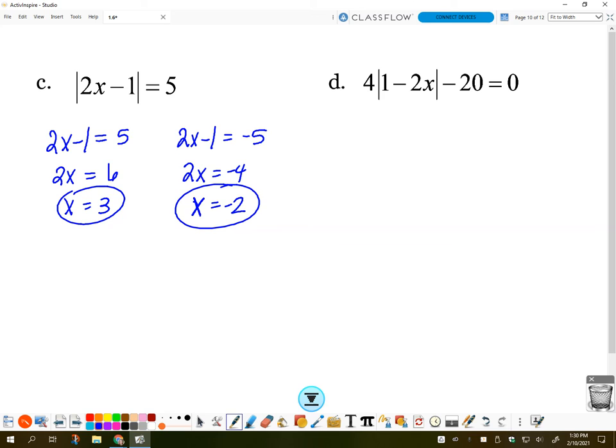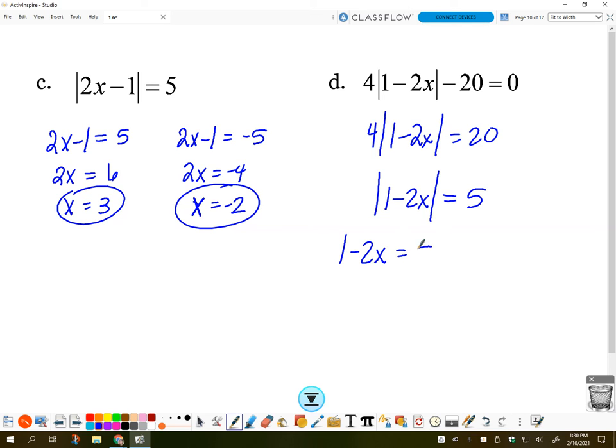Alright, so next, we need absolute value by itself before we can make two problems. So we're going to add the 20. Then we're going to divide by 4. You cannot distribute into absolute value bars. Once you have those bars by themselves, then you can make your two problems. Common mistake is people will change this sign. It has to be the equal to thing that changes on that second problem.